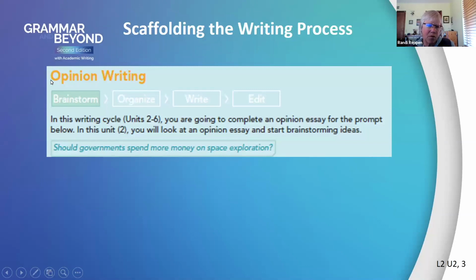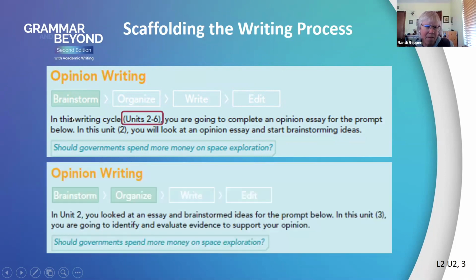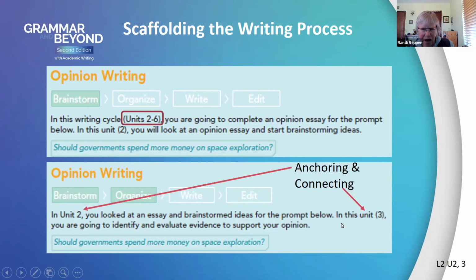So here's an example of when we start a unit. We start always with brainstorming. And you can see brainstorming is highlighted, but these are the other parts that we'll go through. And you can see that this is taking place over five units. So there's a cohesion of topic and of prompt as we build the resources that we need to come up with a final product. You can see here that as we move from brainstorming in Unit 2, we then connect that with Unit 3 as we start organizing the information.